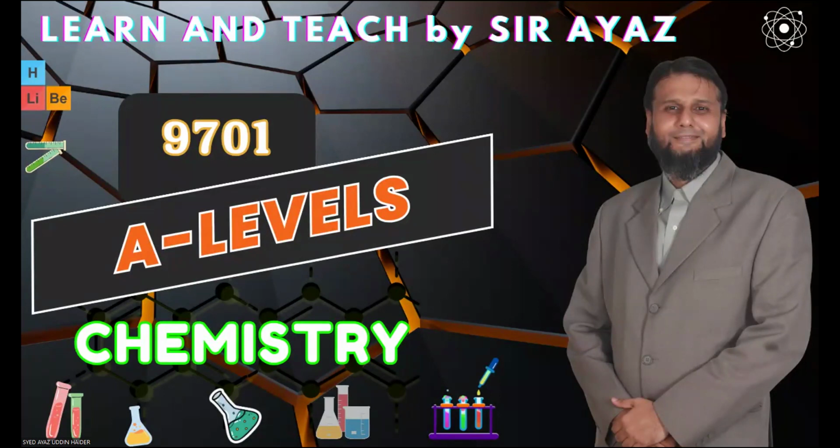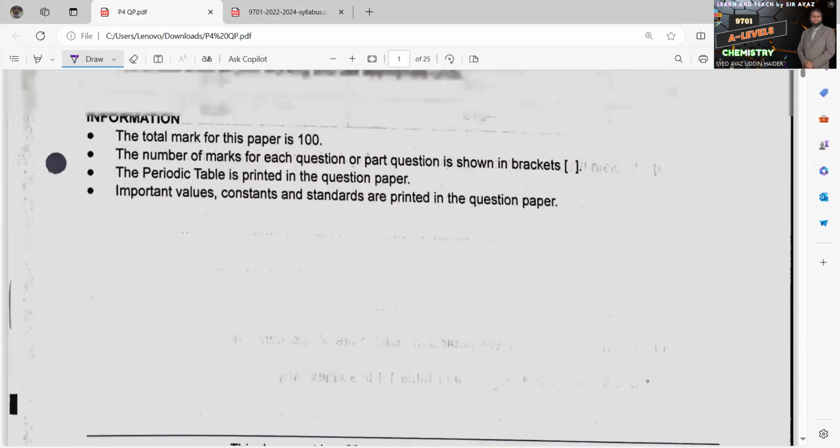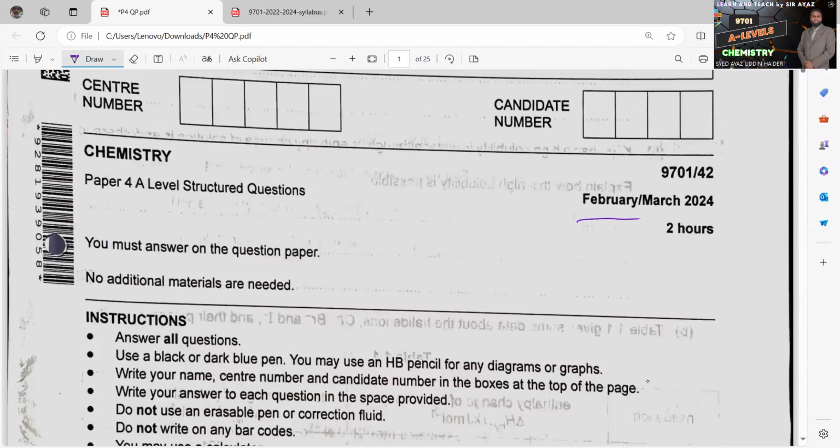This time I have selected the past paper for 9701, that is A levels chemistry, and the paper I have selected is paper 42, of March 2024. So let's get started. You know the marks for this paper, it's a 100 marks paper. It's March 2024, paper 42. The time is 2 hours.